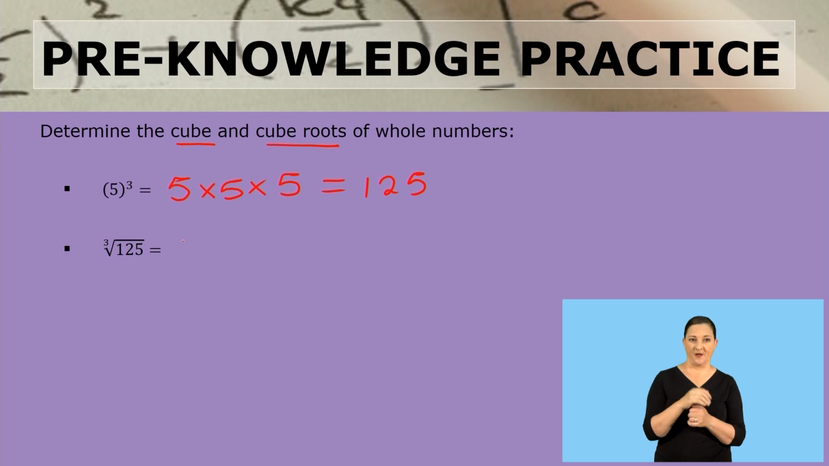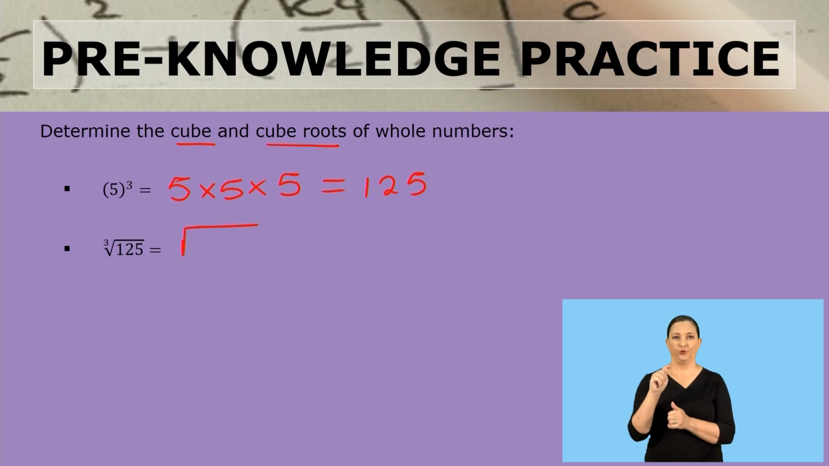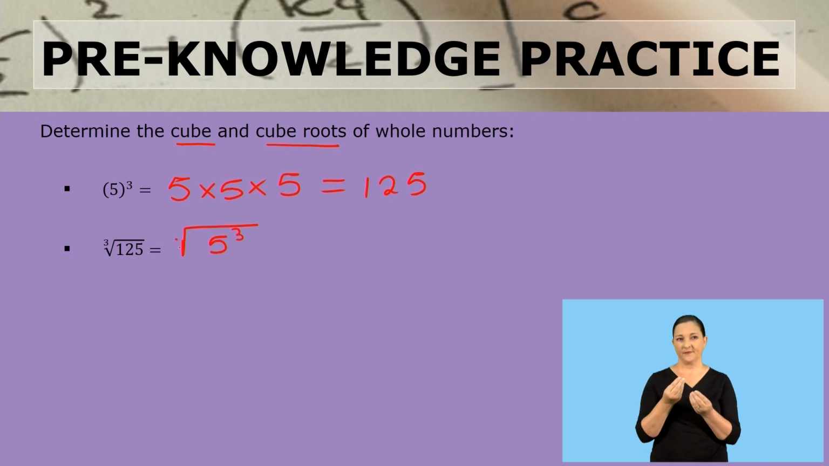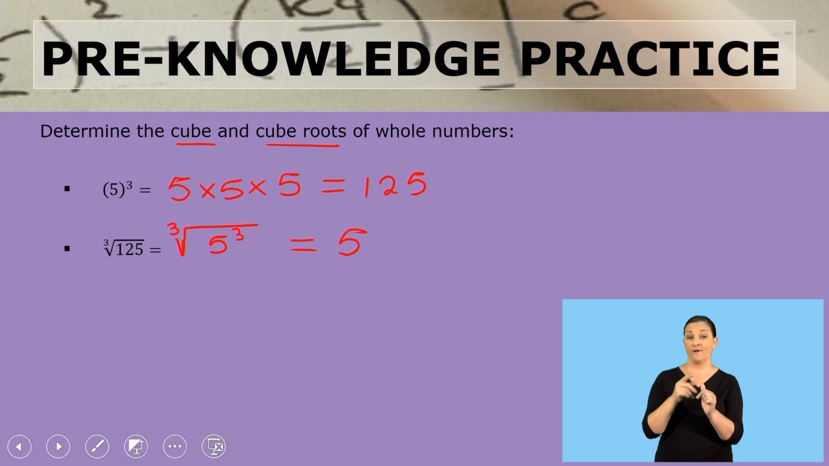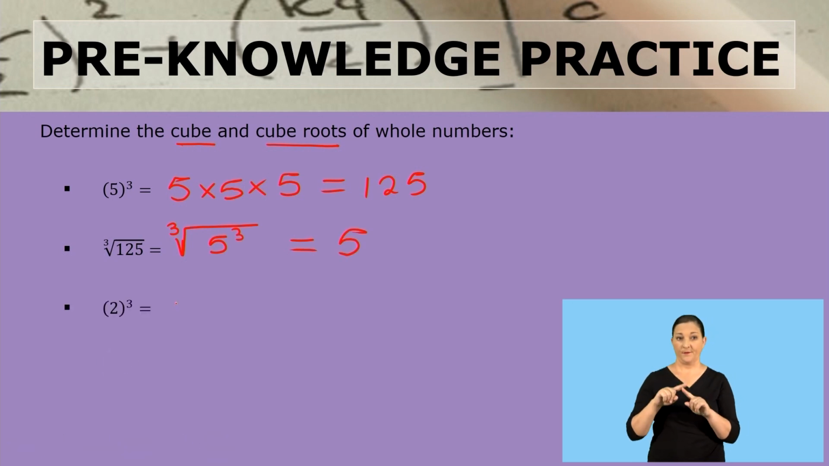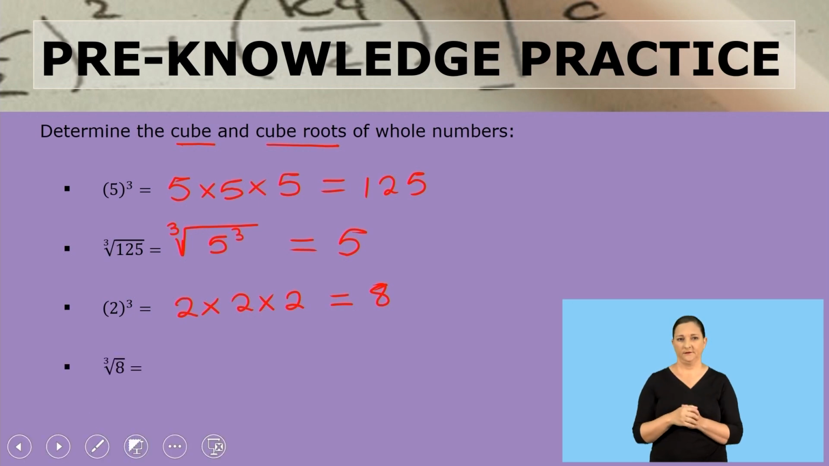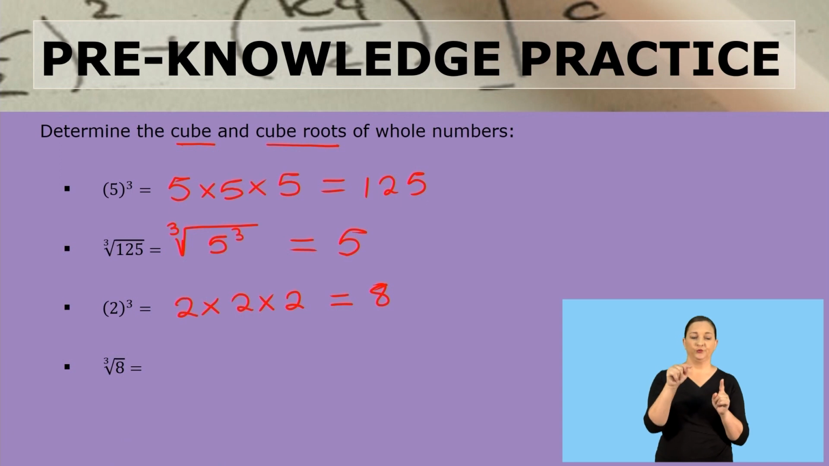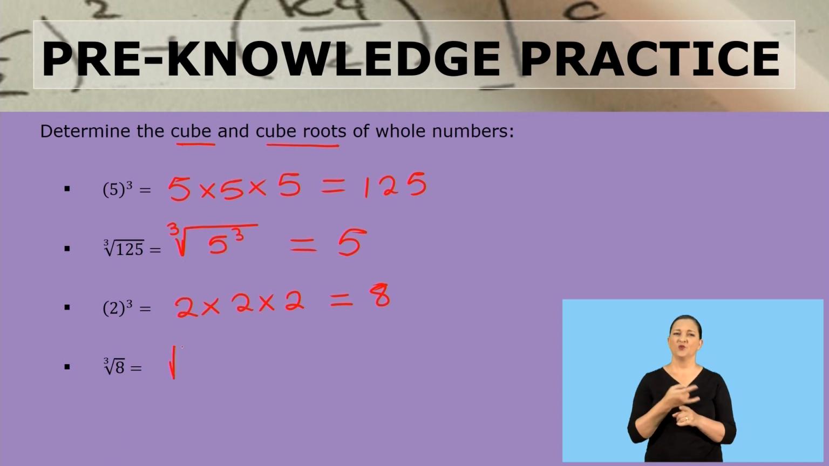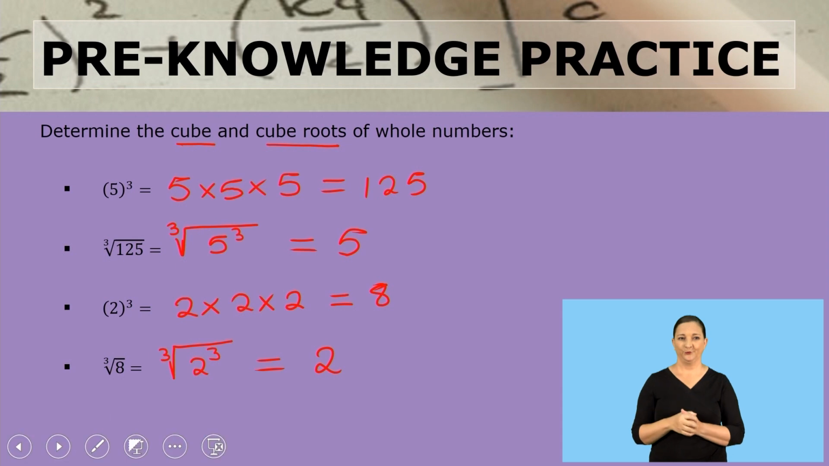So for us to find the cube root of 125, well, we know that 125 is 5 cubed. So that means that our answer is going to be 5. If I have 2 cubed, again, 2 is going to be multiplied by itself twice. And we know that 2 multiplied by 2 multiplied by 2 gives us an answer of 8. And when we are looking at the cube root of 8, then we are talking about the cube root of 2 cubed. And that gives us an answer of 2.